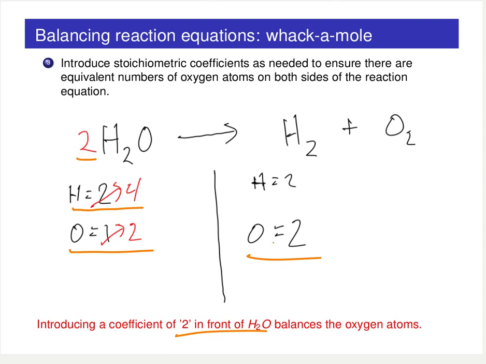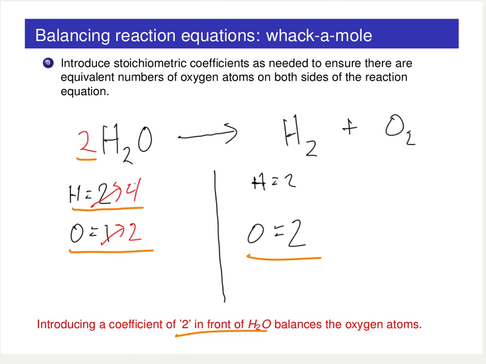So in the course of balancing one of these atom types, we've effectively unbalanced one of the other ones that was previously balanced, hydrogen in this case. And that is the reason why I like to call this approach the whack-a-mole method, after the game where you basically have that little mallet and you whack the moles as they pop up.